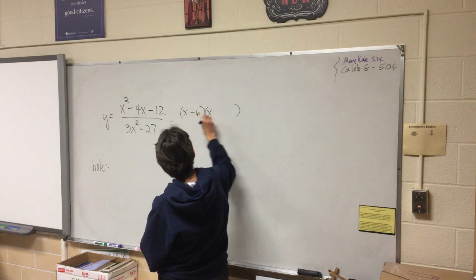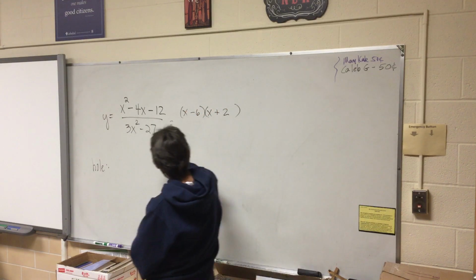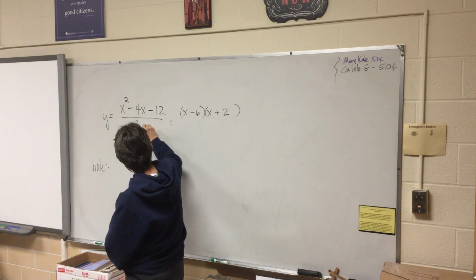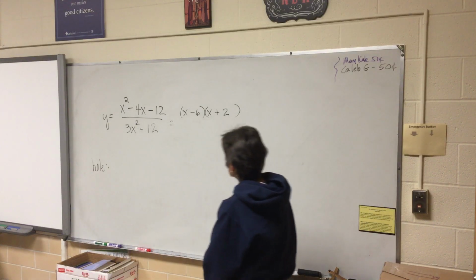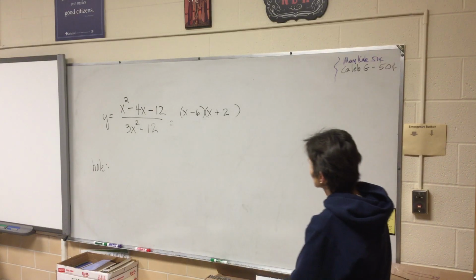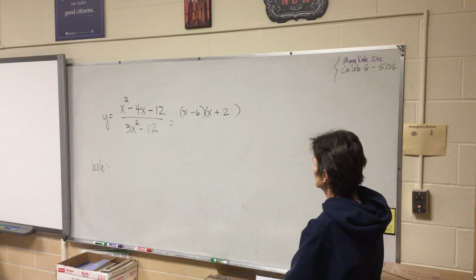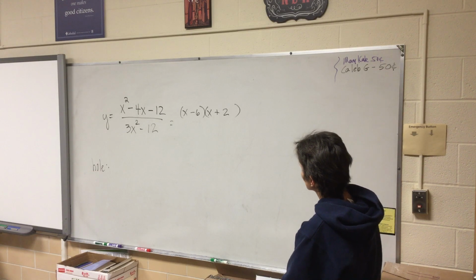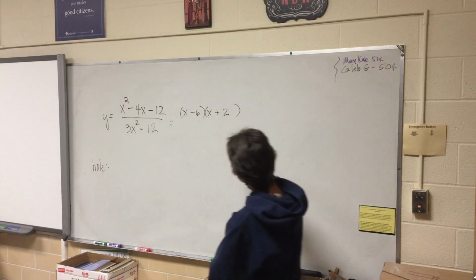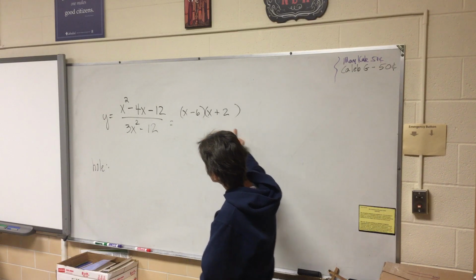So -6 plus 2. I need to change something here, make that a 12. I messed up. No, I think the top is right. You factored the top right. Yeah, the top is right.